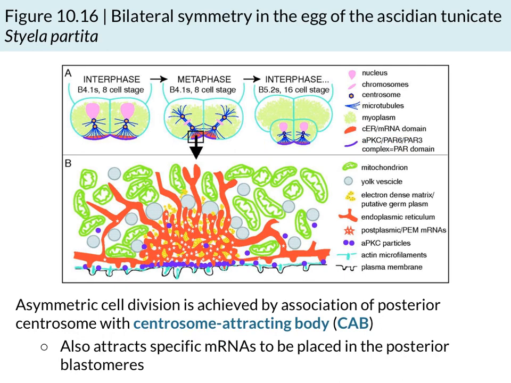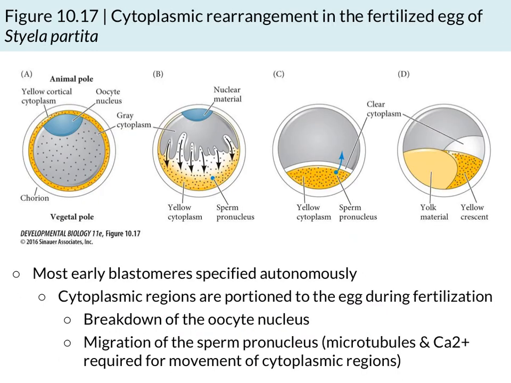So the CAB serves two roles here: uneven spindle positioning so that you end up with cells of different sizes, and also the segregation of localized determinants so that each daughter cell has a different fate according to the mRNAs it inherits. In the tunicate, most of the early blastomeres are specified autonomously, which means that different regions of the early embryo are going to inherit specific cytoplasmic determinants in the form of mRNAs.